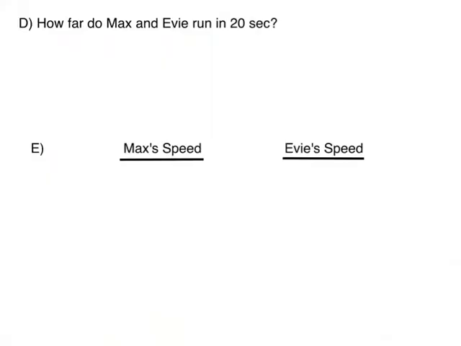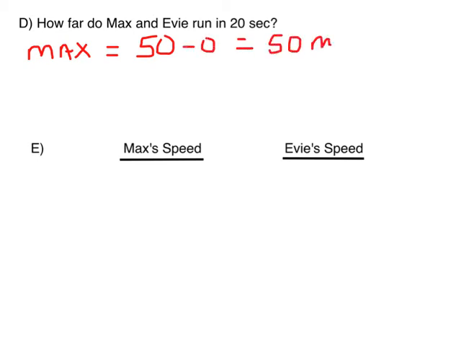All right, we're going to take the information we're just doing and figure out a few more things. It says in part D, how far do Max and Evie run in 20 seconds? Well, Max isn't too bad. You know he ends up going 50 meters if you go back to the chart and take a look. Where did he start at? 0. So what's 50 minus 0? It's 50. So the bottom line is Max went 50 meters.